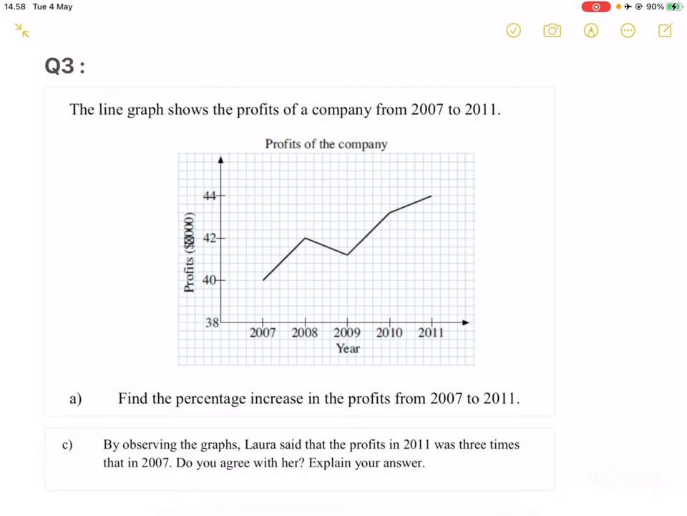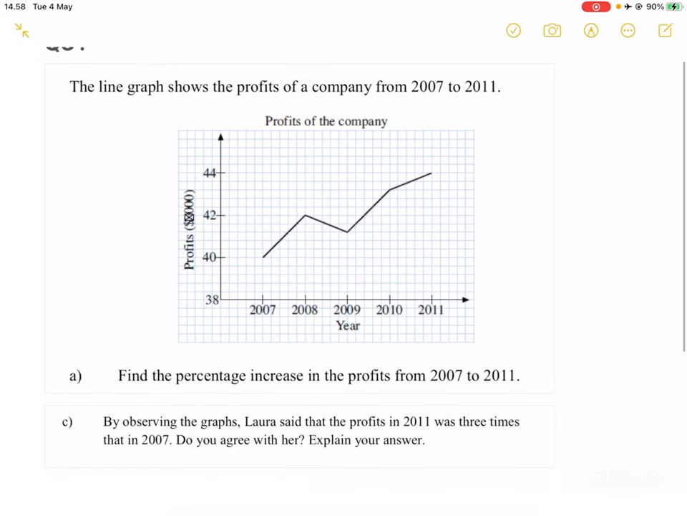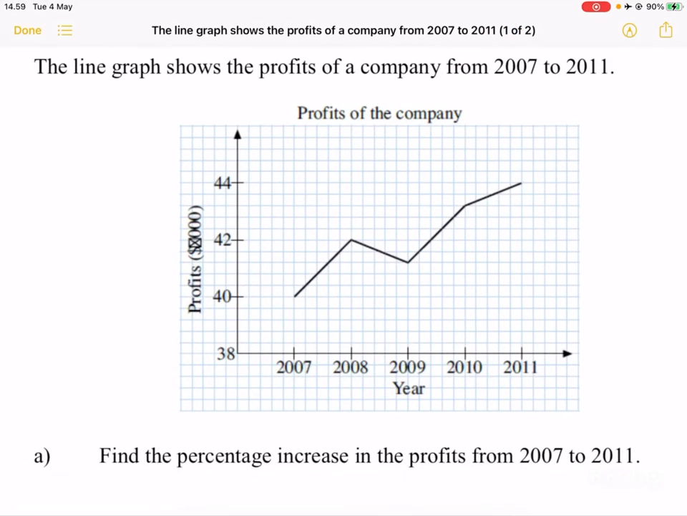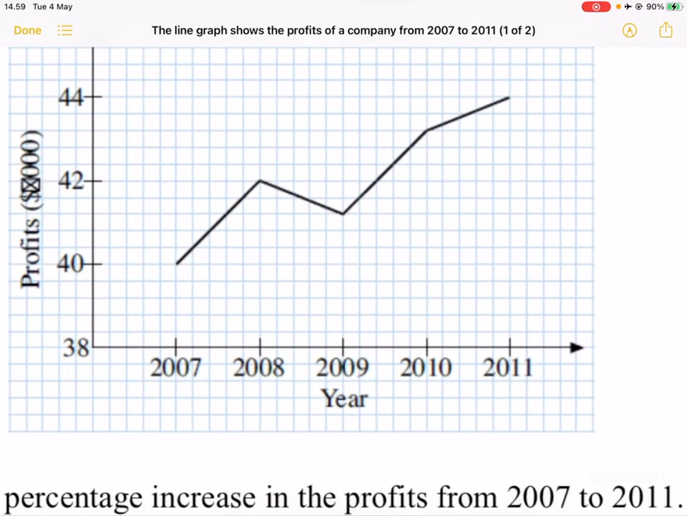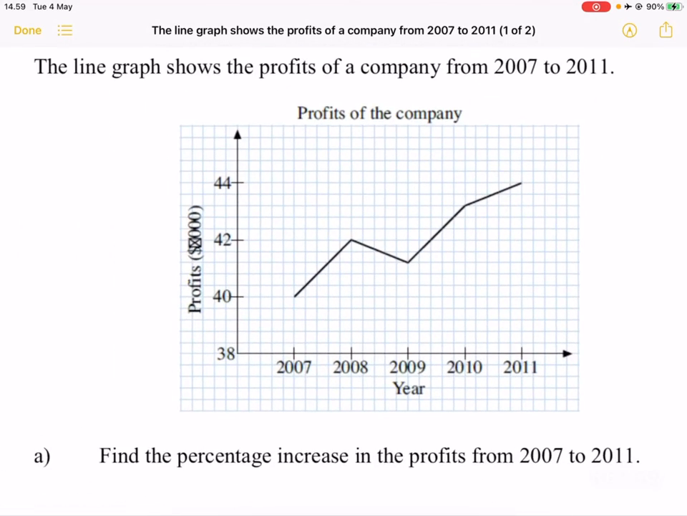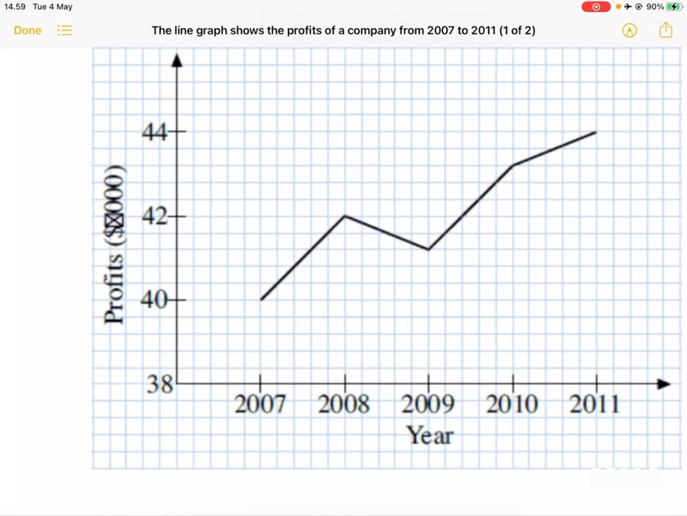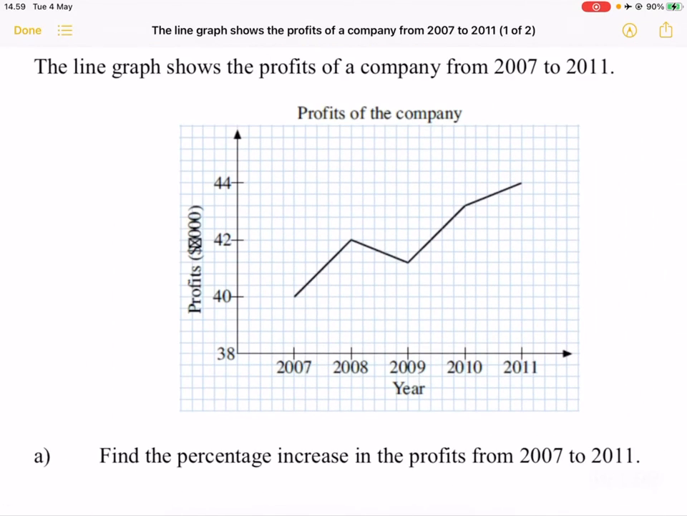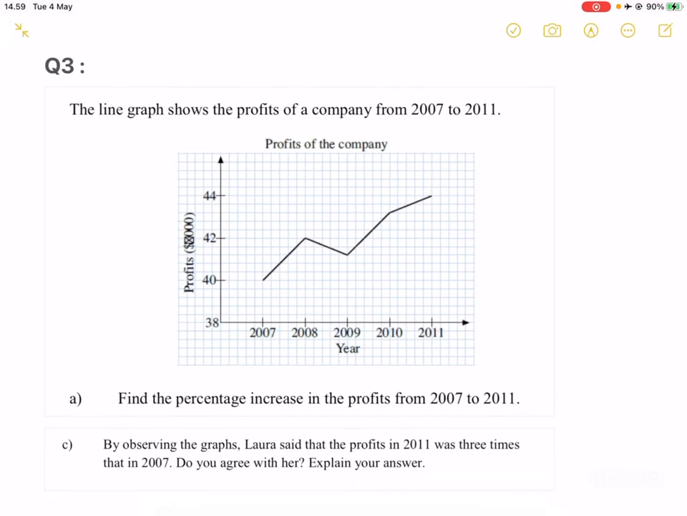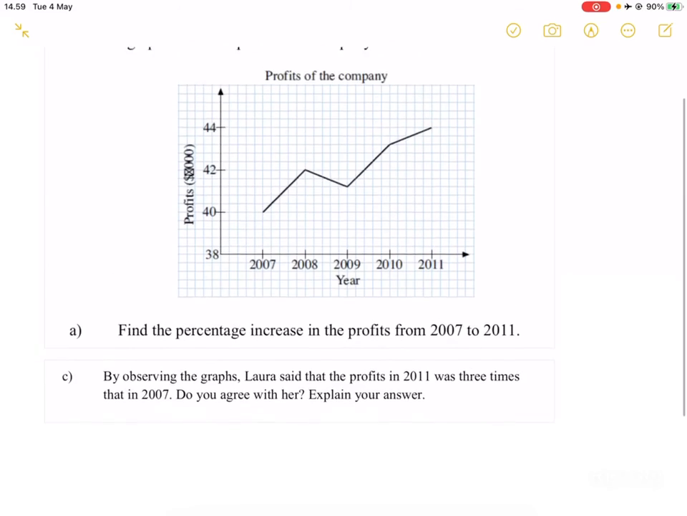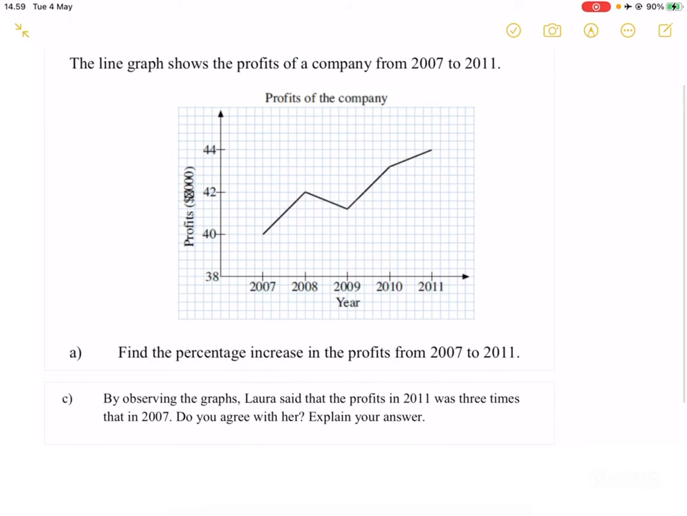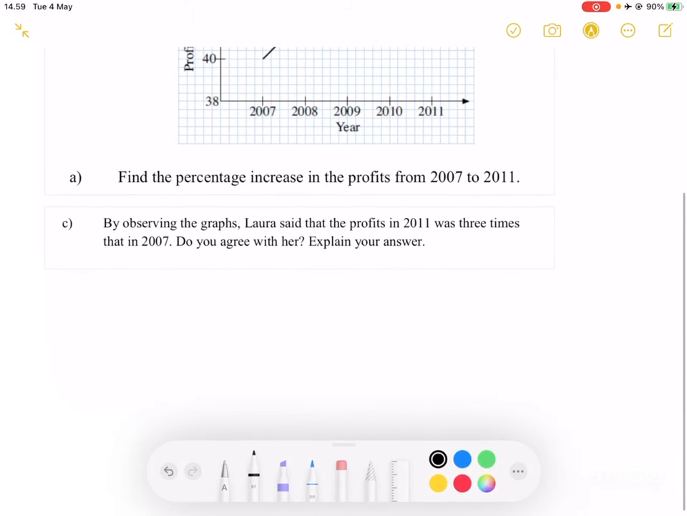Here's question 3. The line graph shows the profits of a company from 2007 to 2011. So as you can see, the x-axis represents the year and the y-axis represents the profits in $1,000. So for example, 40 means $40,000. And for part A, we need to find the percentage increase in the profits from 2007 to 2011.